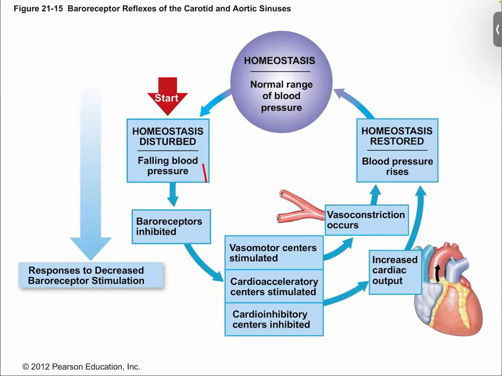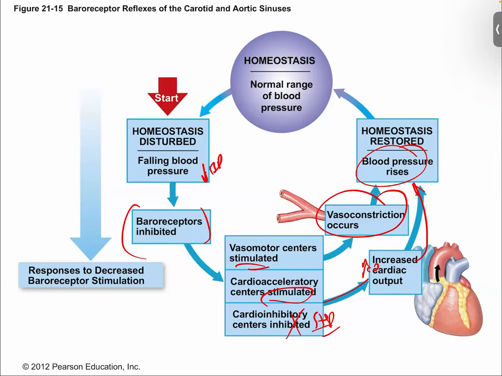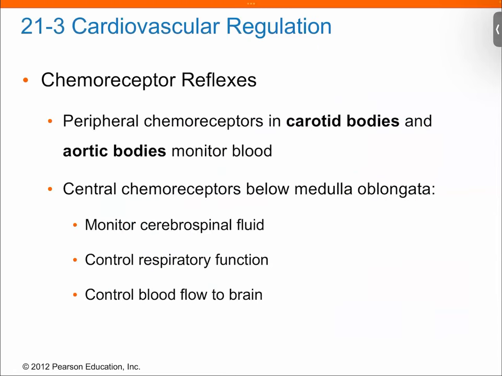Now, when we have falling blood pressure, it's going to inhibit the baroreceptor. So this is an inhibition signal, which is then going to stimulate your vasomotor centers. It's going to increase constriction, which will increase blood pressure. It'll also stimulate your acceleratory centers, which will increase your cardiac output, which will increase your blood pressure, and it'll inhibit or stop the inhibitory center. So notice what's happening is you're basically stimulating the guy you want to stimulate, and you're inhibiting the guy you want to stop, right? Because there's two different things going on here. That's kind of like doing two things at once. You stimulate those that favor your response, and you inhibit those that do not. Okay. So that's your homeostatic cycle. That's what's happening on either side of that peak and trough of blood pressure.